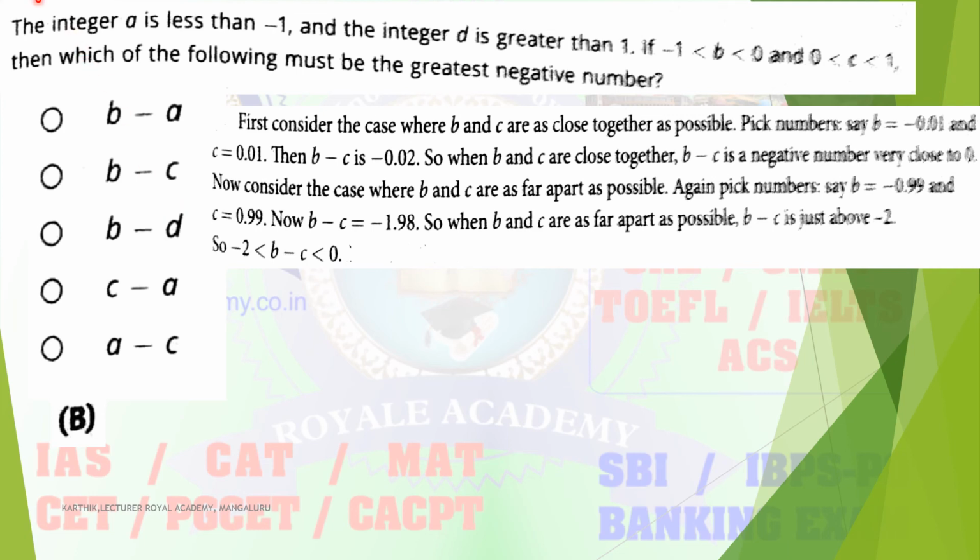You can try the others also. a is less than -1. If you choose -2, with minus and plus, you will get a positive answer only. d is greater than 1. If you choose 3, then b is also negative only. Negative minus negative gives a different answer, so that is also not possible. So option B is correct.